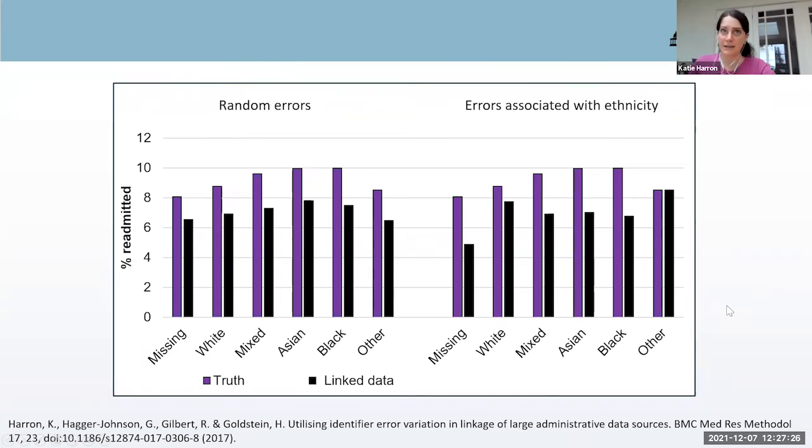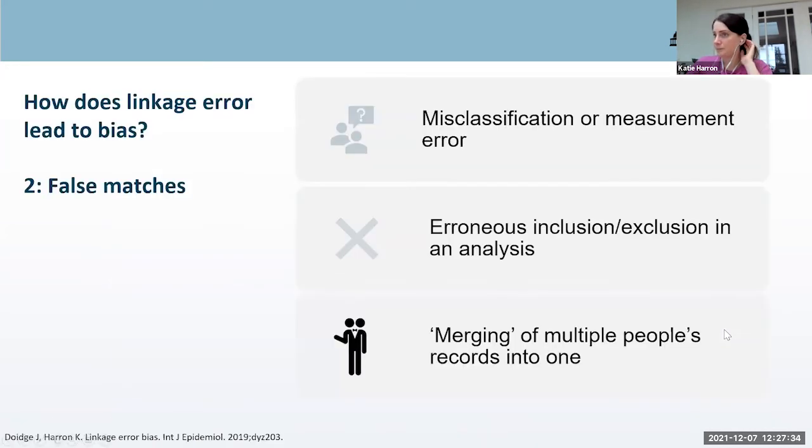And there are lots of examples in the literature where the success of the linkage varies according to things like ethnic group. So that was mismatches. And now in terms of false matches, these can have similar consequences: misclassification or measurement error, or erroneous inclusion or exclusion, but the other way around. And the opposite problem to splitting, where we think that records for multiple people belong to the same person.